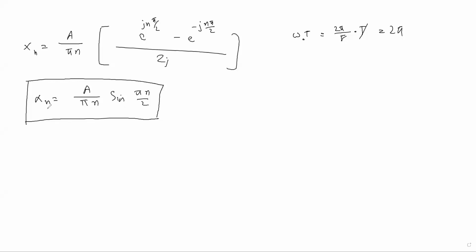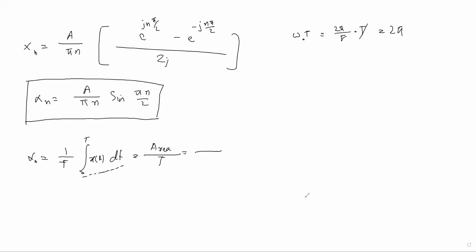So don't put n equal to 0 to find x naught directly here. To find x naught, we have a formula. What is the value of x naught we can find? 1 by T, integral from 0 to T of x(t) dt. You can find it directly. This integration part is nothing but the area of the signal for one period.